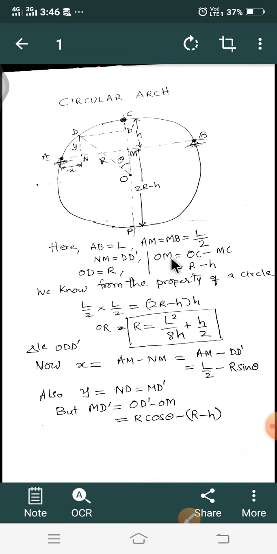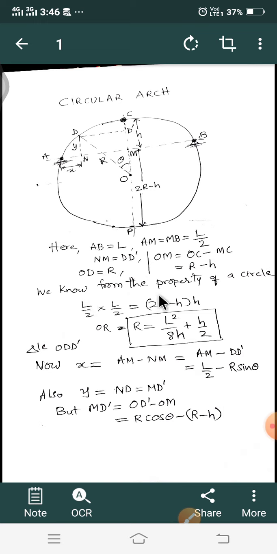OM. Now what is this OM? You can see this is OM, which is OC minus MC. If I want this distance OM in terms of the radius R, I have to remove the H value. So this is R minus H. OM is equal to R minus H. OD is R. You can see again OD is R.